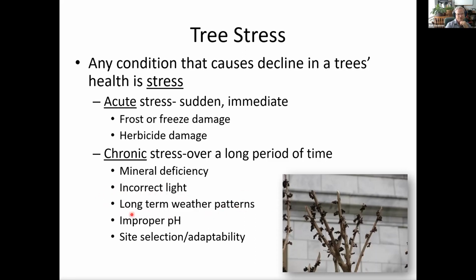Long-term weather patterns. This is a big deal for post oaks. Post oaks are somewhat drought tolerant, but once the drought has lasted long enough, well, there's pretty much nothing you can do about it, and your post oaks start dying off right away. Improper soil pH, again, you're binding up those available minerals and nutrients. And site selection and adaptability. We all have some ability to adapt to our natural environment. But if we get outside of that, it just exceeds our genetic ability to tolerate it. So it becomes this long-term stressor.